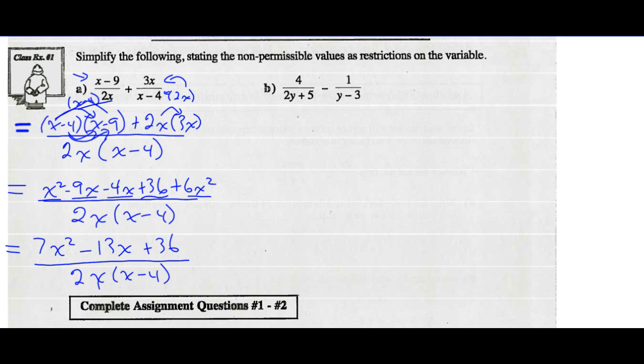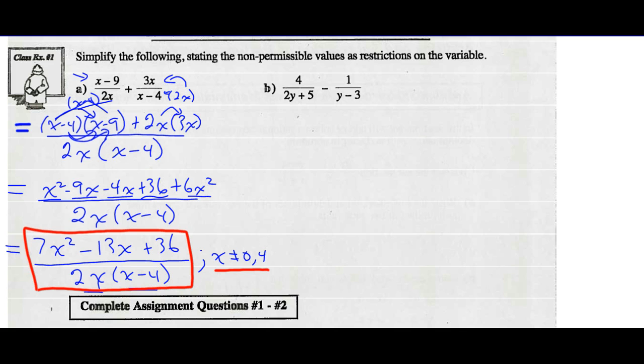We've now added these two rational expressions with a common denominator. We should state any restrictions on the variables. So I look at the two factors of my denominator. That first one, 2x can't equal 0, so x cannot equal 0. The second one, x minus 4 can't equal 0, so x can't equal 4. All right, so this is a simplified rational expression. There are my restrictions.